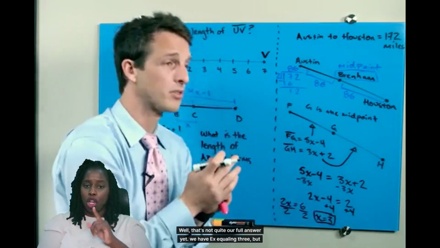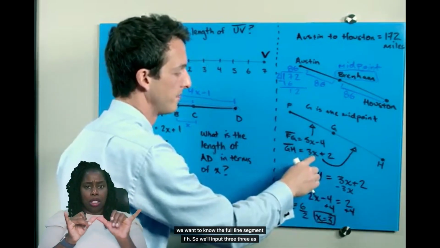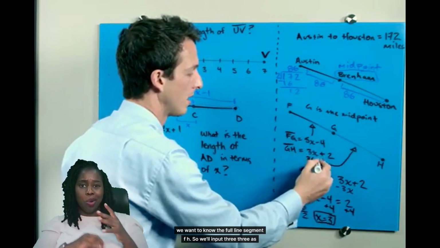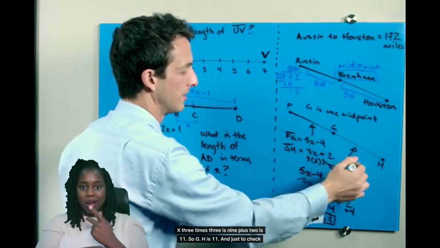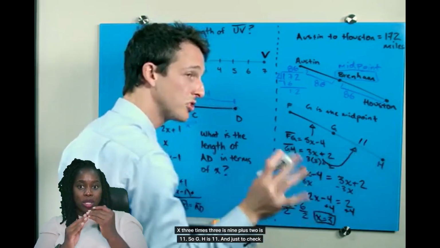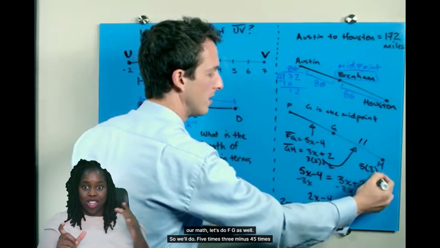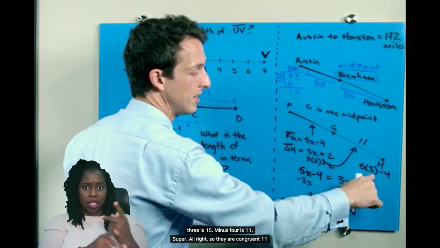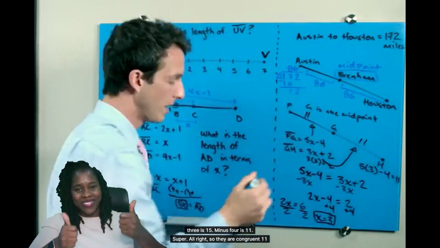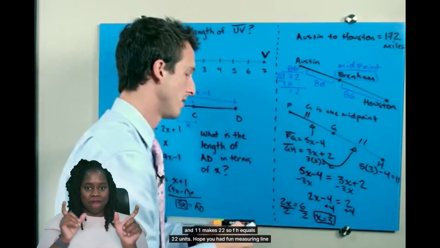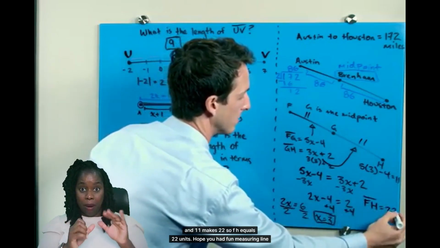We have x equaling 3, but we want to know the full line segment FH. So we'll input 3 as x. 3 times 3 is 9, plus 2 is 11. So GH is 11. And just to check our math, let's do FG as well. So we'll do 5 times 3 minus 4. 5 times 3 is 15, minus 4 is 11. Super. All right, so they are congruent. 11 and 11 makes 22. So FH equals 22 units.